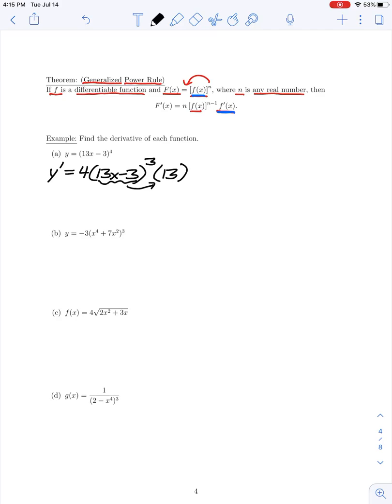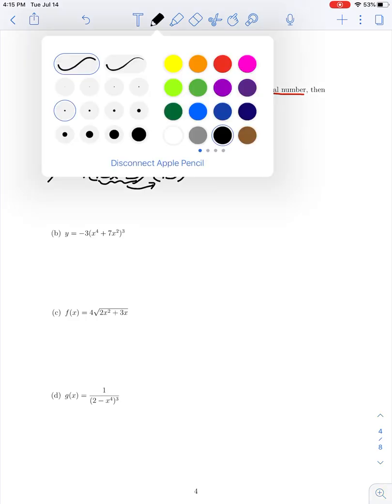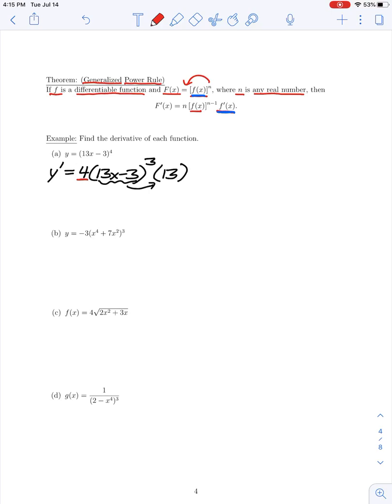Now, if we want to simplify our answer a little bit, we don't have to here. There's nothing in the directions about simplifying our expression. But if we want, we could take our product of 4 and 13 as a single constant out in front of this polynomial. So 4 times 13 is 52, and then we're multiplying by 13x minus 3 to the third power. So let's look at another one.